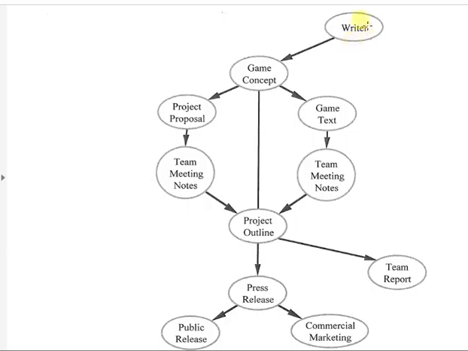And in order for the writer to complete their job, what they need to do is write a game concept. What this game concept will help you to create is the following three things. So your project proposal is directly linked to your game concept. You cannot have a project proposal unless you have already come up with a game concept. Likewise, you cannot have any game text unless you have a game concept.